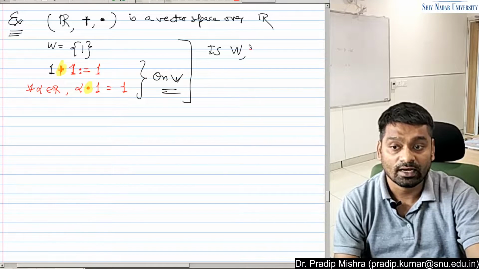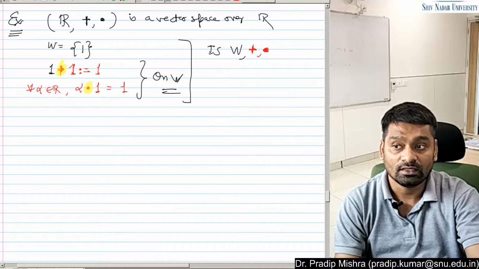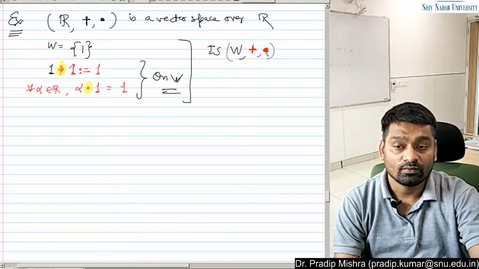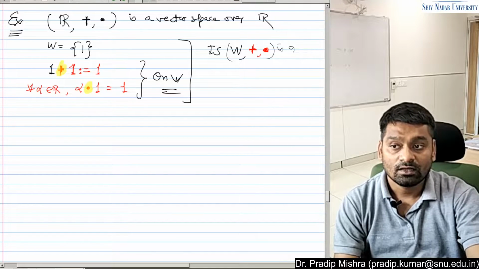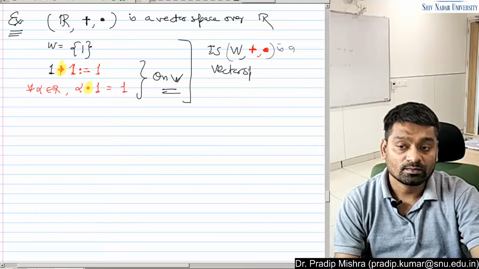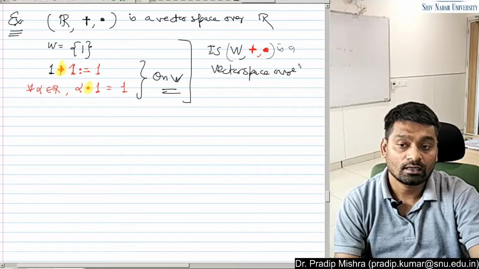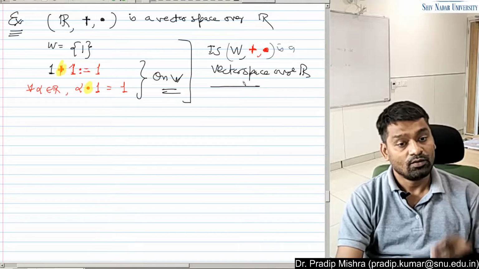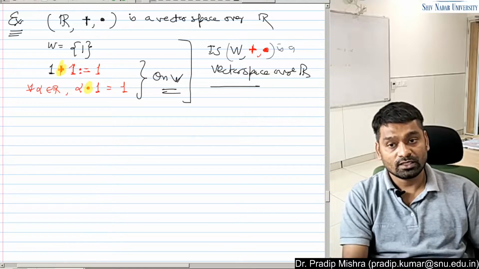which I will write here using red, this new plus, and then the new scalar multiplication. The question is whether W is a vector space over R. Just check it, pause the video, think carefully, just check it. Vector space over R means what?